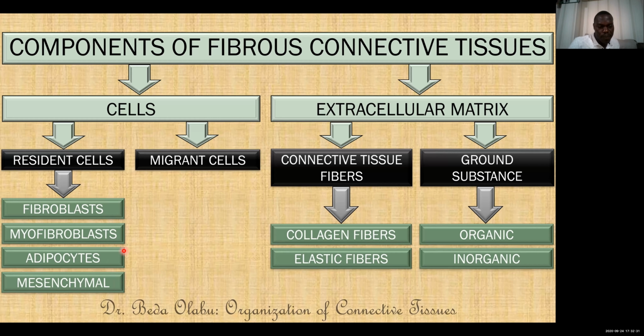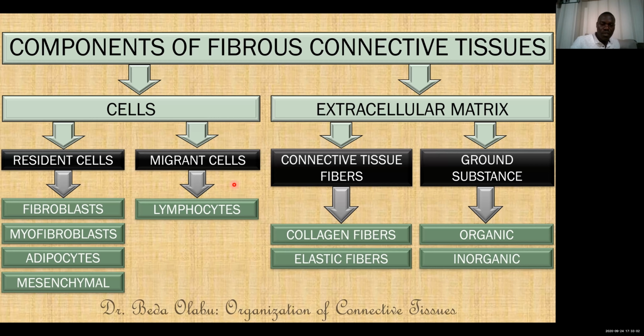These ones are resident cells. Then there's a category of cells which migrate. It means they're not constantly within that fibrous connective tissue, but they can invade it. They can also go back. Largely, these are white blood cells. They invade these fibrous connective tissues for the primary purpose of fighting infections.